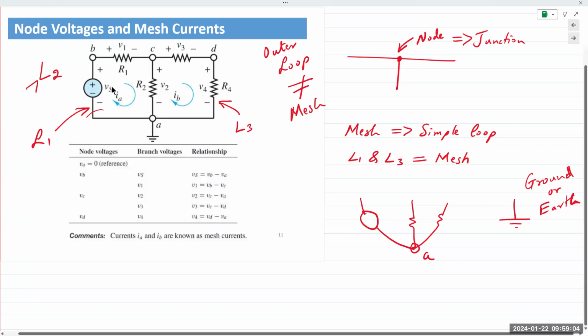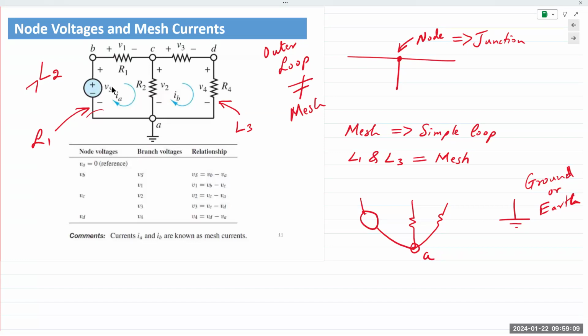Okay. Because we are dealing with voltage in the node voltage analysis method, voltage is always measured between two points. There's a reference point, and then there's the point of measurement, right? Reference point is minus, measurement point is plus. We always want to identify a reference point. In this case, the reference point is identified as A. So VA is the reference, and every other node is measured with reference to node A.